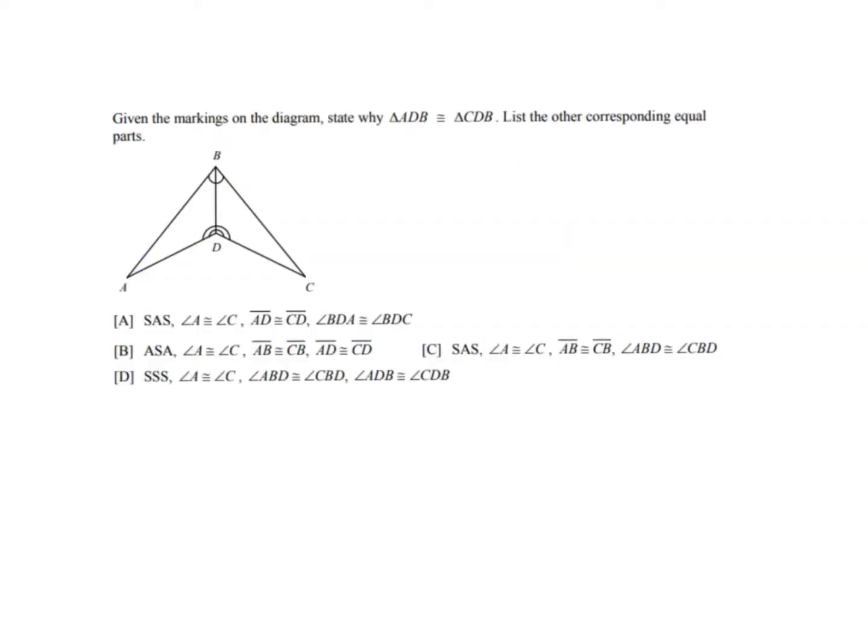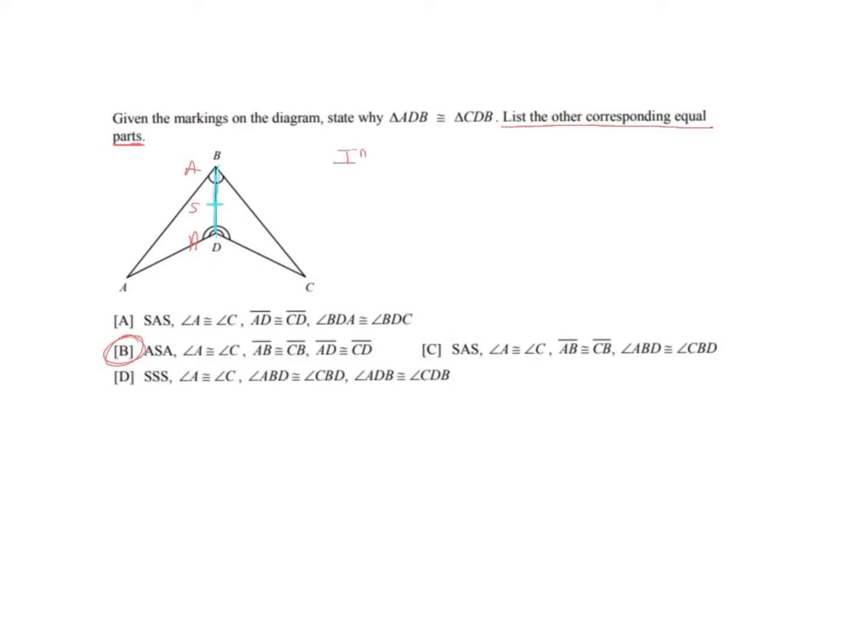Last one, and I pulled this up. We have the hidden side right away. I'm seeing that. They're giving us those slashes. I see the angle, side, angle right away. I could get to answer choice B. But what they're asking is to list the other corresponding equal parts.